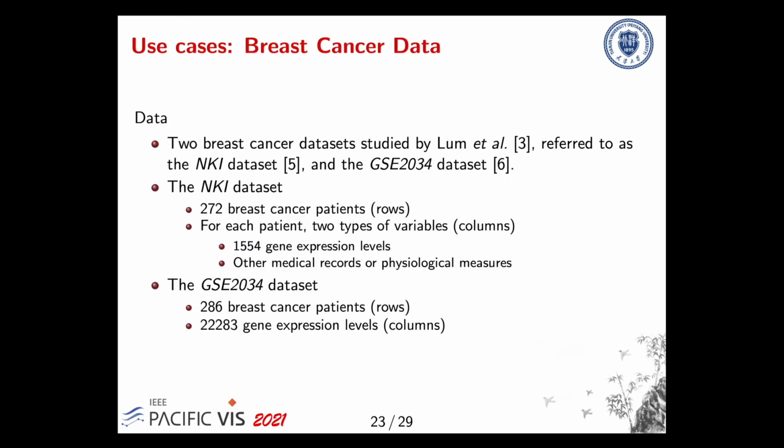Our third use case is to provide alternative ways to explore the results from a breast cancer study. We use the two breast cancer datasets, the NKI dataset and the GSE dataset. The NKI data contains information from 272 breast cancer patients. For each patient, there are two types of variables. The first is gene expression levels, and the second consists of other medical records, or physiological measures. The GSE data consists of expression levels of over 20,000 genes from 286 patients.